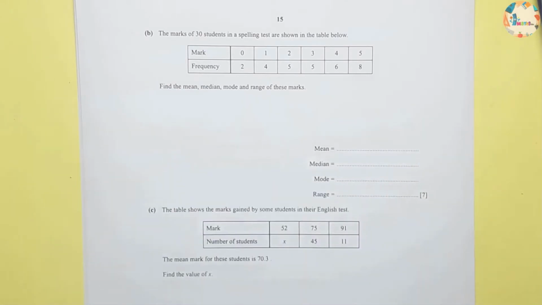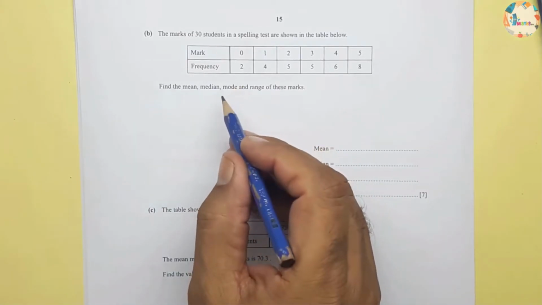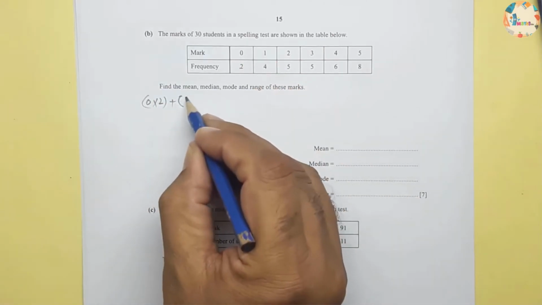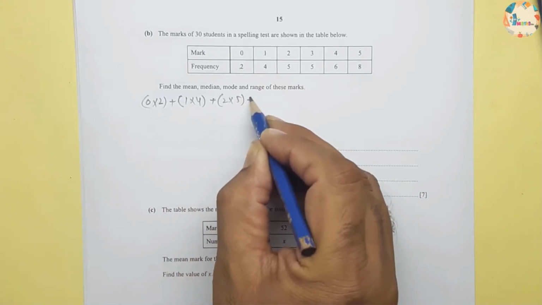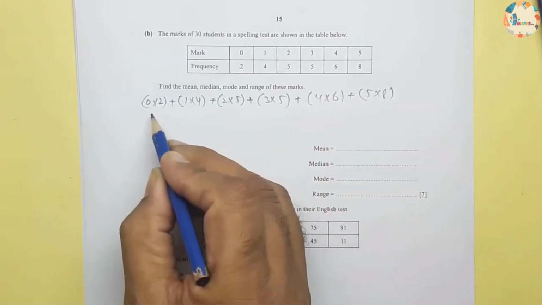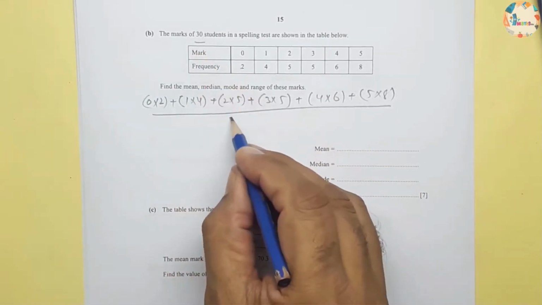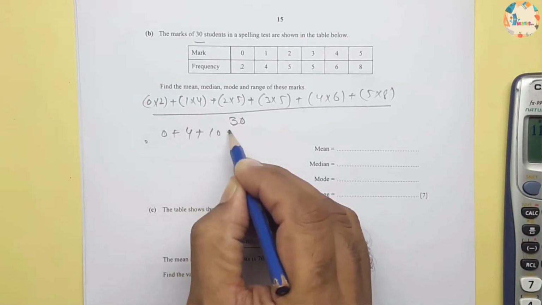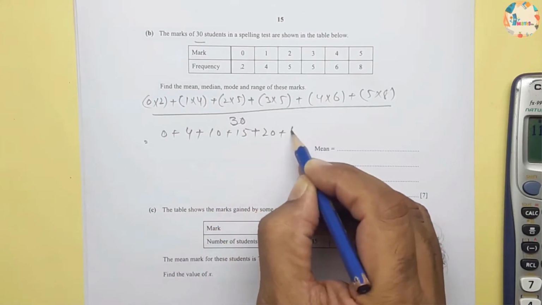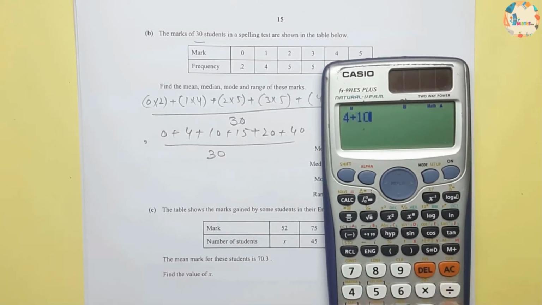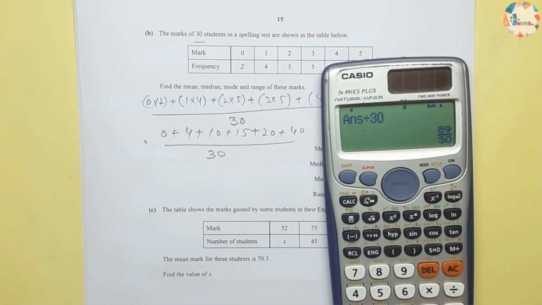Okay, so we'll move this page. If required, we'll put it again. So the mean value will be multiplying this with this. So 0 multiplied by 2 in brackets plus 1 into 4 plus 2 into 5 plus 3 into 5 plus 4 into 6 plus 5 into 8 and divided by 30 students. And this one we can mentally calculate. This will be 0 plus 4 plus 10 plus 15 plus 20 plus 40 and divided by 30, and we can check this. This is 4 plus 10 plus 15 plus 20 plus 40, and this is equal to 89 divided by 30.